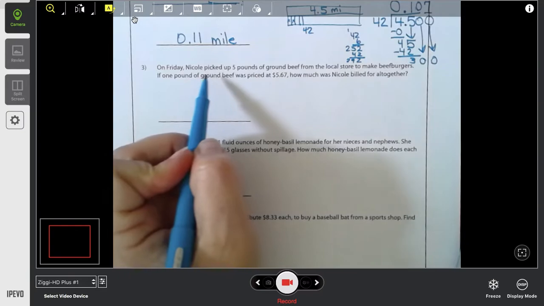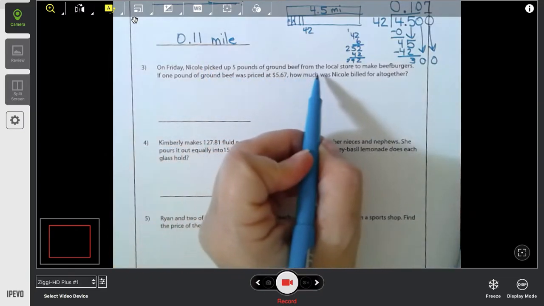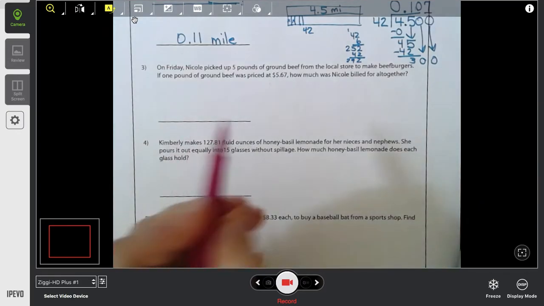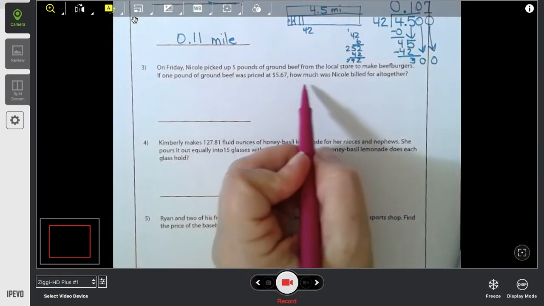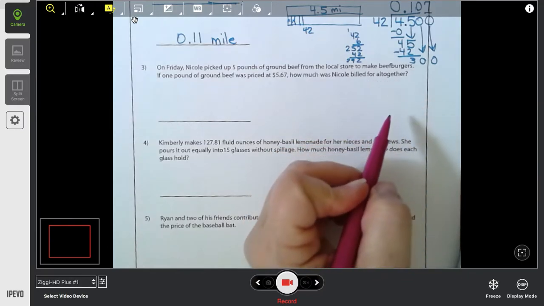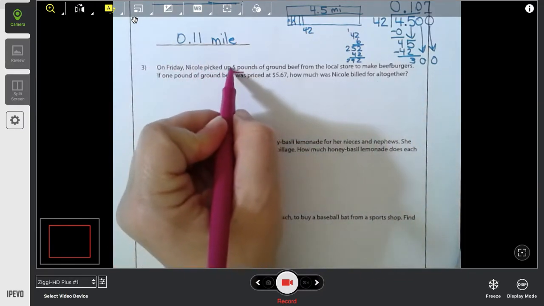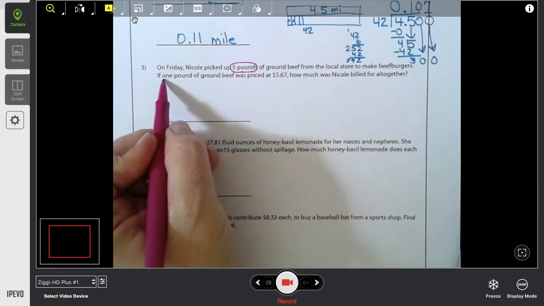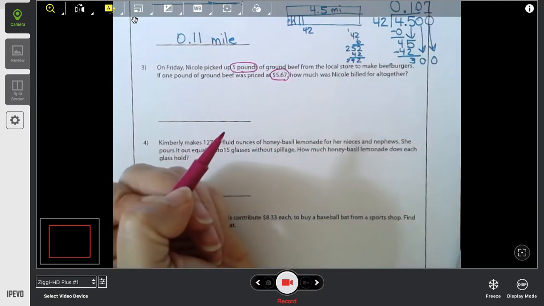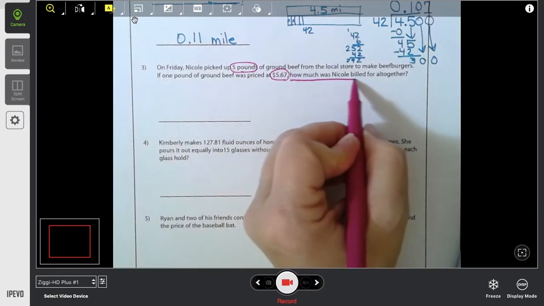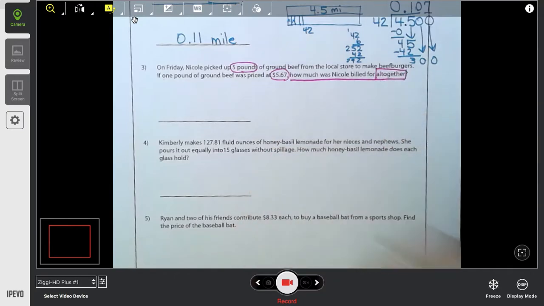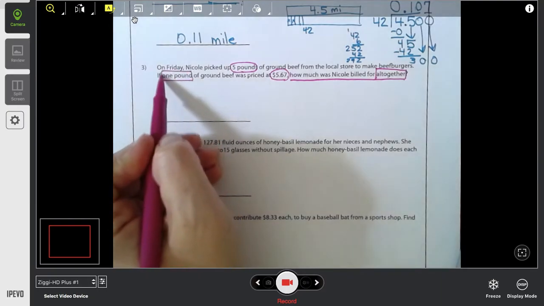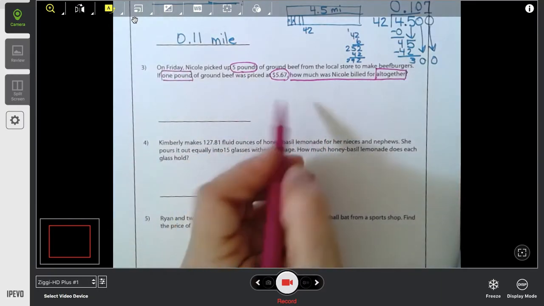On Friday, Nicole picked up 5 pounds of ground beef from the local store to make beef burgers. If 1 pound of ground beef was priced at $5.67, how much was Nicole billed for altogether? Let's take a peek. We have 5 pounds of beef. She went and picked that up. 1 pound of ground beef was priced at $5.67. How much was Nicole billed altogether? That's a key word, altogether, because I don't know the total then. 1 pound is $5.67 and she's buying 5.